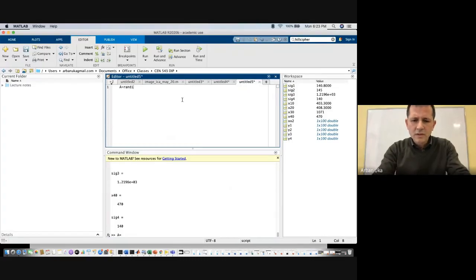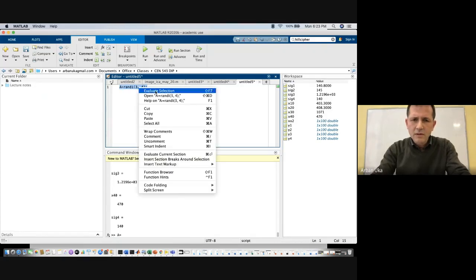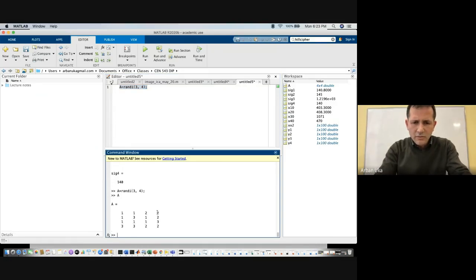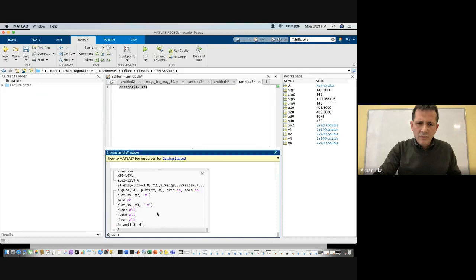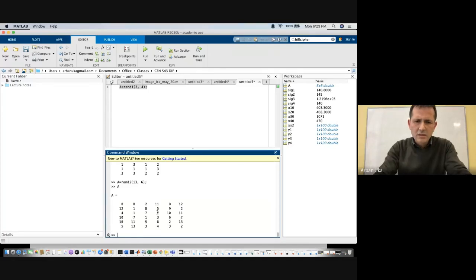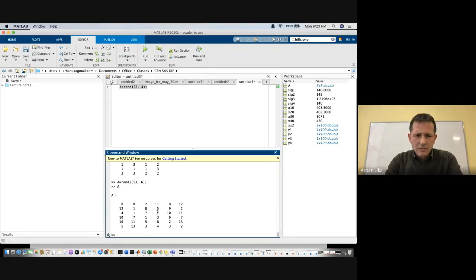So we can construct a matrix A, which is a random matrix, which is 3 by 4. If we evaluate this, the matrix A is going to be the following. So we can make up a matrix where the maximum value is 3 and it is 4 by 4. Now the maximum value can be 13, which is 6 by 6, and this is the matrix that we can come up with.